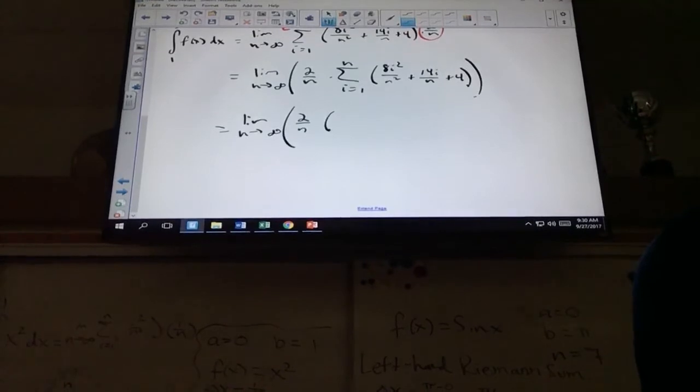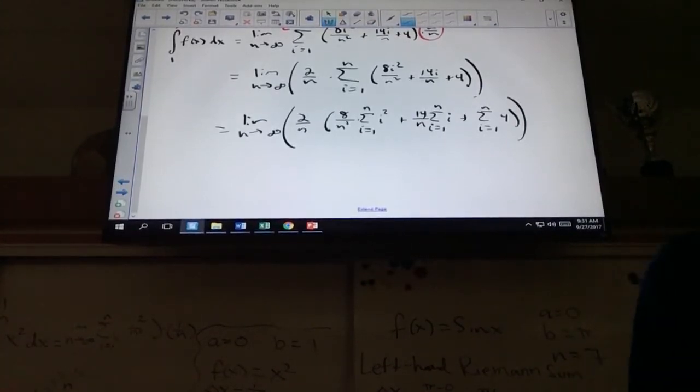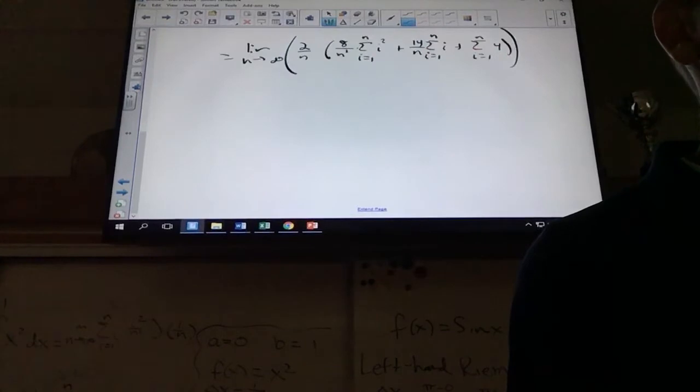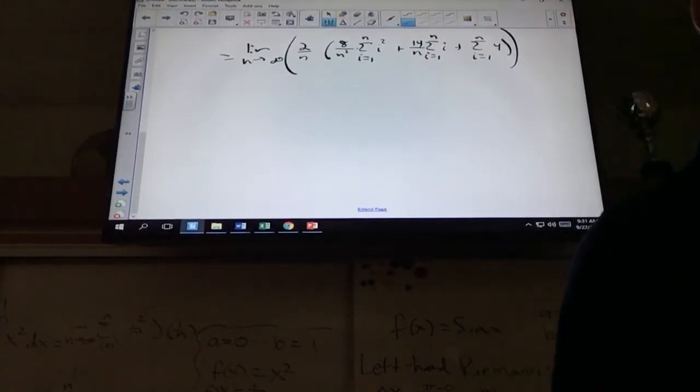When I apply the summation to that first term, I get 8 over n squared times the summation as i goes from 1 to n of i squared, plus 14 over n times the summation as i goes from 1 to n of i. And then I'm going to leave this one as the summation as i goes from 1 to n of just 4, because there are no i's in that one, and so I'm just going to treat that as a constant. Now I'll use the formula for the summation that we talked about earlier.